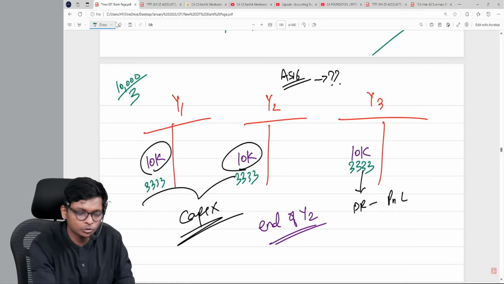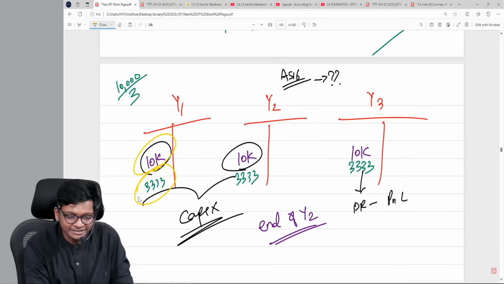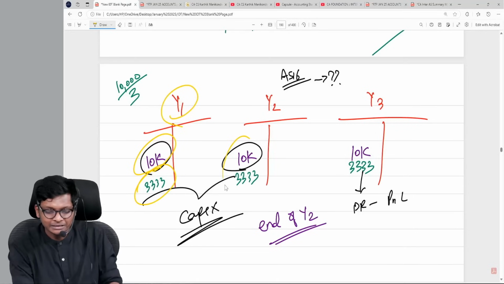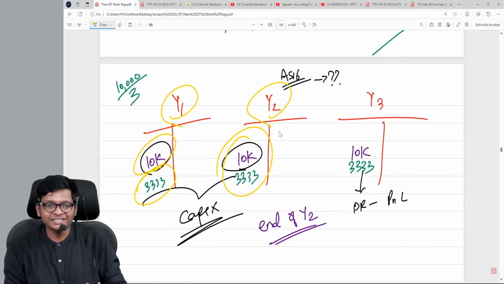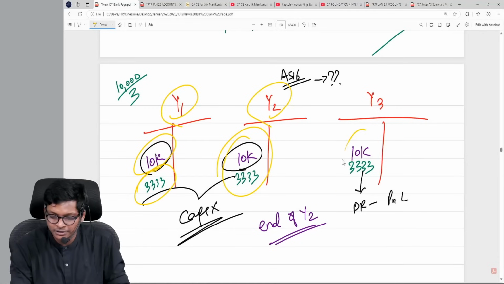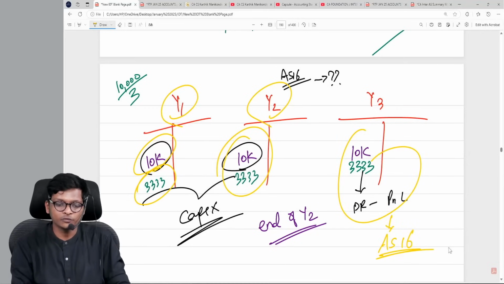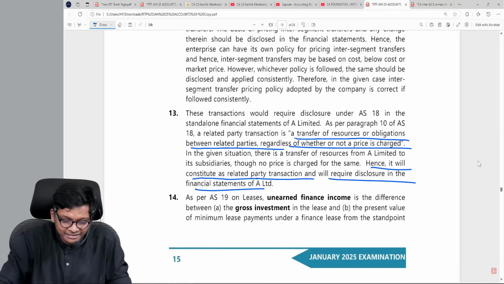3333. So first 2 years I will not capitalize 10,000. I will capitalize 10,000 plus 3,333, that is 13,333, in year 1. 13,333 will be capitalized in year 2, and last year, year 3, this fully will be debited to my P&L as per AS 16. Are you following, guys? Nice question. Easy question, but let's check the answer.